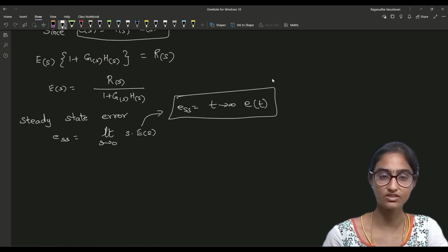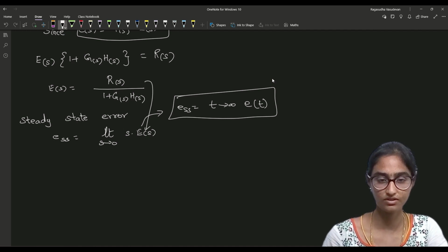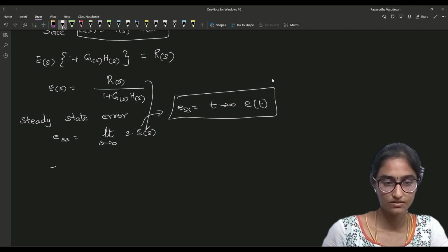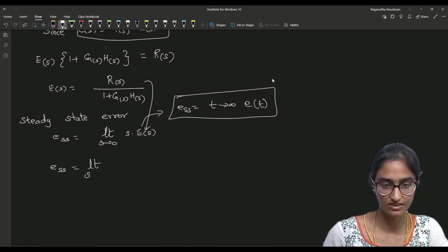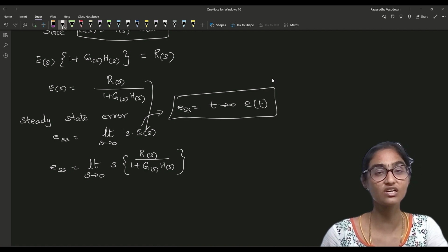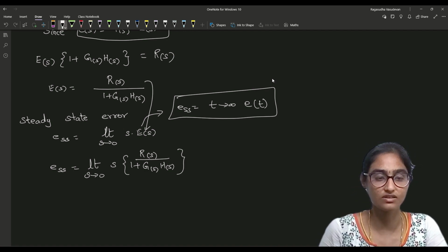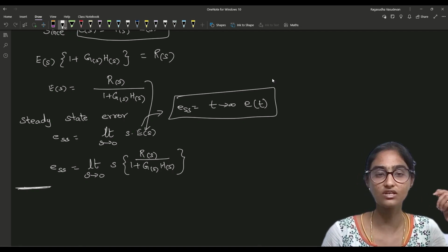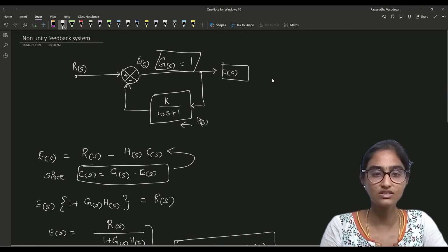So we are just going to substitute this value into E of s. So what is the steady state error? It is limit as s tends to 0 of s into this term, which is R of s divided by 1 plus G of s H of s. So enough of all stories. I am very sure you would have understood all of these in the previous video. So from here on I am going to solve this question.